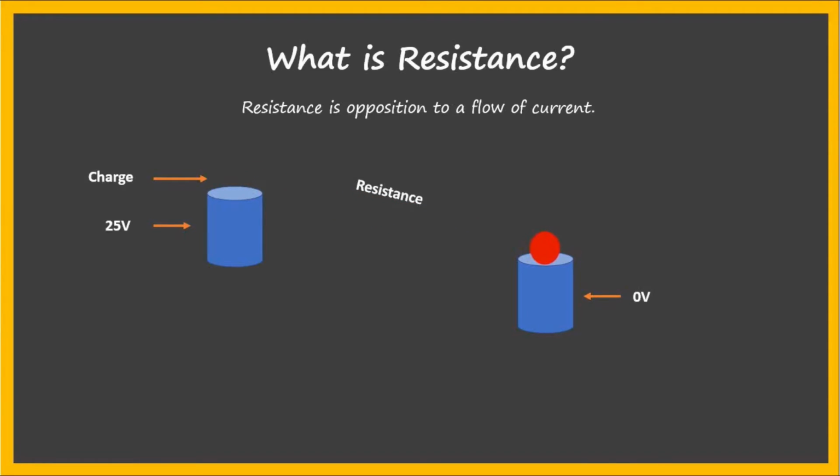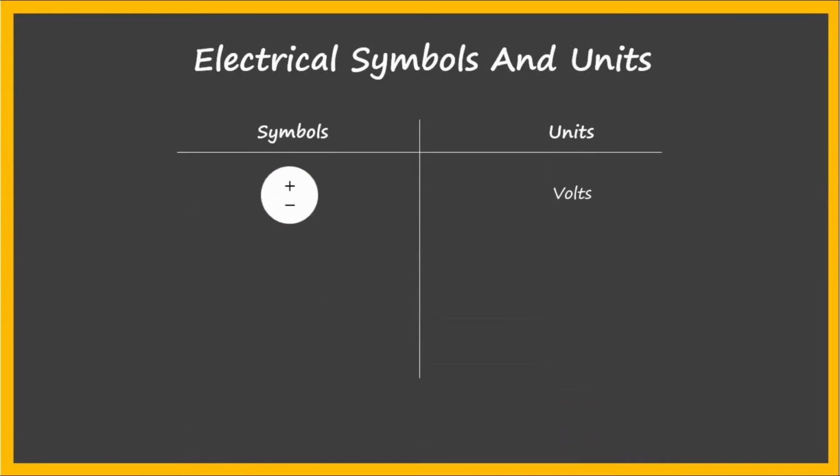So, concluding the 3 important terms: voltage is the force behind the movement of charges, the movement of charges is current, and the opposition to the flow of charges is resistance. Finally, let's discuss the symbols and units of the terms discussed today. Symbols and units are mentioned on the screen as you can see.